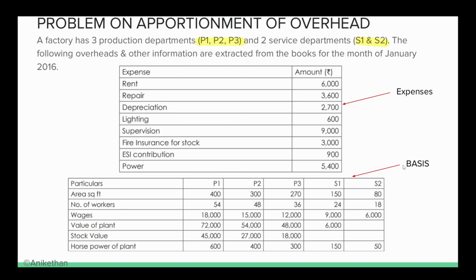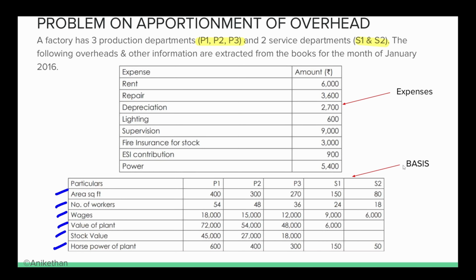Let us see what these expenses are. So you have rent, repair, depreciation, lighting, supervision, fire insurance for stock, ESI contribution, power. They have given other details through which you will have to derive the basis. What are the other information given? Area in square feet, number of workers, wages, value of plant, stock value, horsepower of the plant. So when a problem is given on overhead apportionment, you should be very thorough in the basis. If you can find out the basis, your problem is solved.